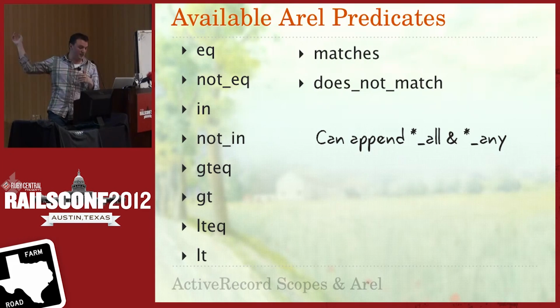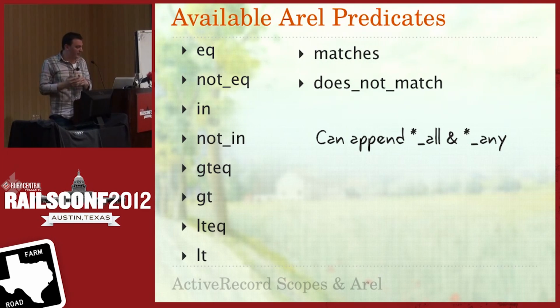And then all of these things, you can also suffix them. You can append all or any, and those take arrays. So you can say equal all, and then you give that an array so that whatever the name or whatever column you're trying to match on, they all have to match that. Anyway, there's a whole bunch is what I'm trying to tell you. There's a whole lot of these methods you can use.